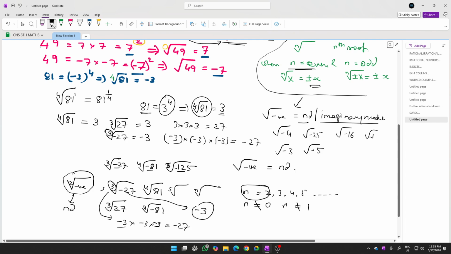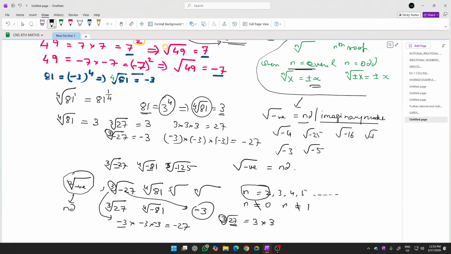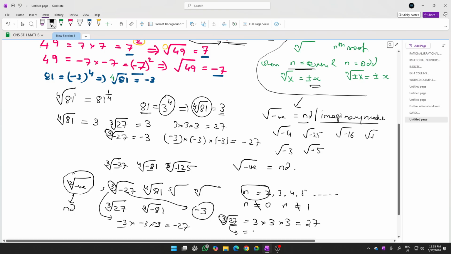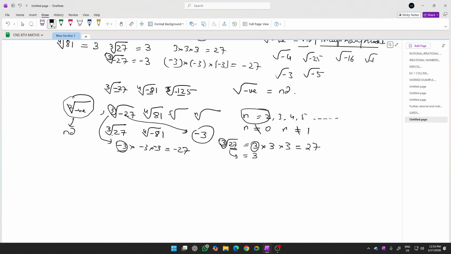Now, cube root of 27 will be how much? Imagine a number which multiplied 3 times will give you 27. Let me take 3 this time. 3 into 3 into 3, all positive. If I multiply plus 3, plus 3, plus 3, I am getting 27. Therefore, I can say cube root of 27 is equal to 3, the number which you multiplied 3 times. Same way, let us check the 4th root of 81.